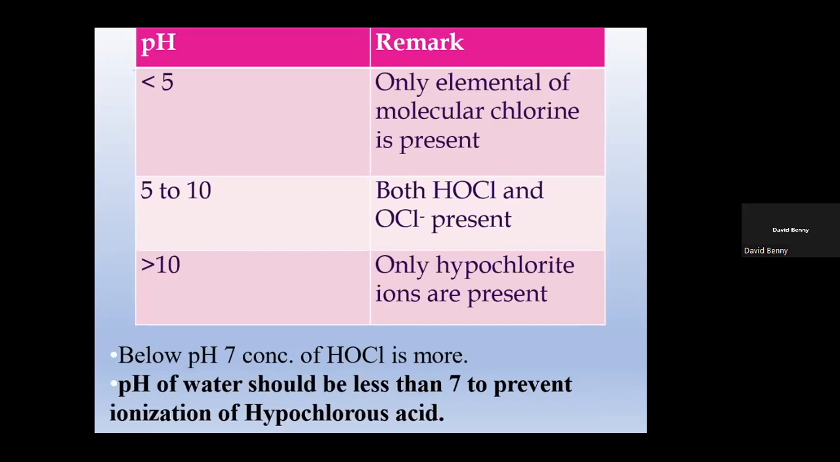So at a pH less than 5, you have molecular chlorine. At 5 to 10, you have both hypochlorite and hypochlorous acid present. And at a pH of 10, only hypochlorite is present. Right? And if you want to prevent the ionization of hypochlorous acid, it should be at a pH of 7. Now that is not always possible based on the conditions of the treatment system. So we see how that affects the disinfection as you go along.